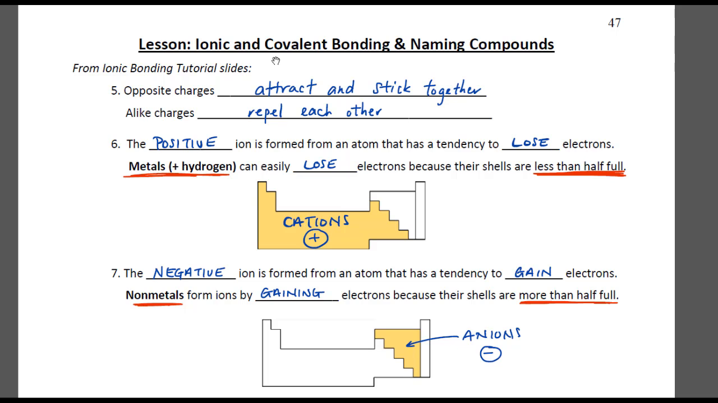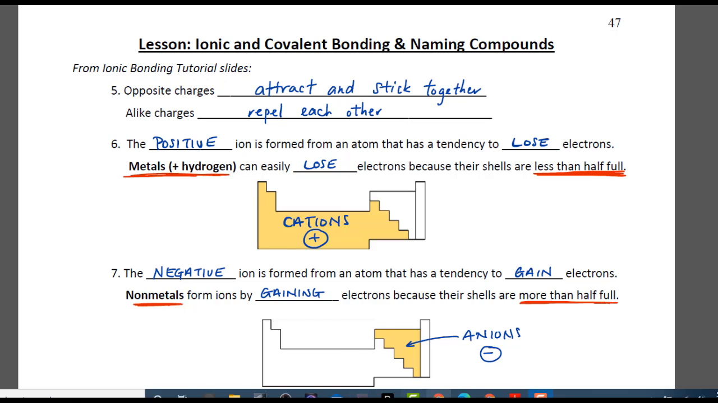In this lesson on ionic and covalent bonding and naming compounds, for many of these fill in the blanks, you're going to actually go to the ionic bonding tutorial slides or the covalent bonding tutorial slides on our online website. And you will be looking for, see how it says 5 here? That corresponds to the slide number on the actual tutorial.